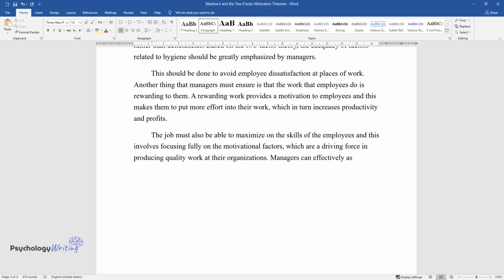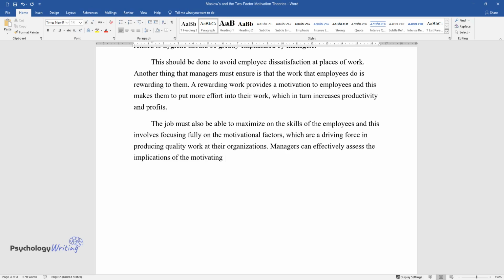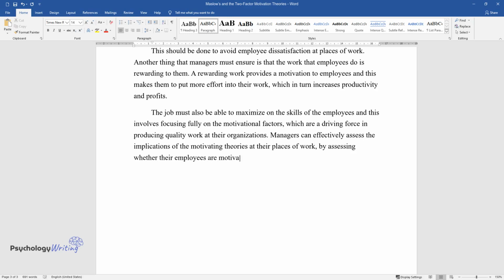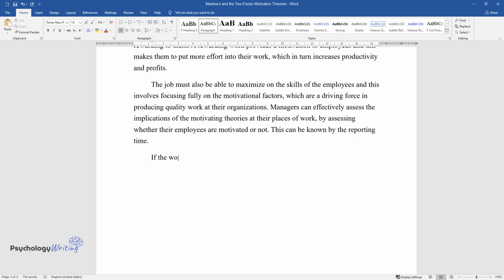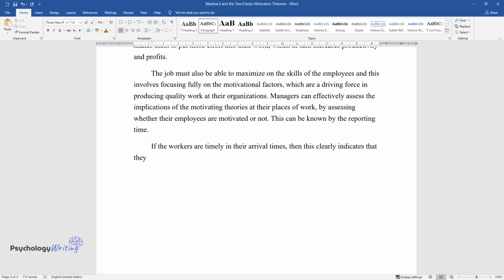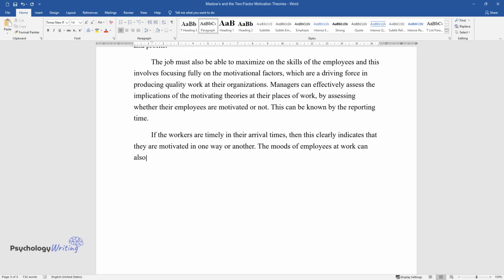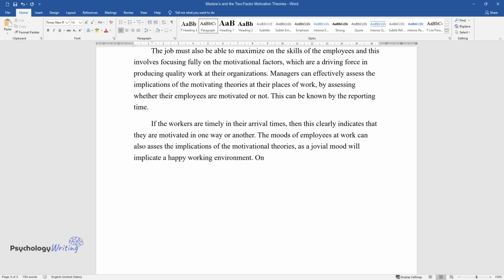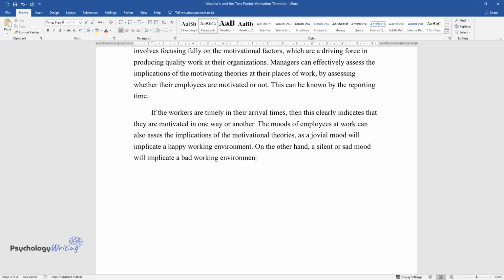Managers can effectively assess the implications of the motivating theories at their places of work by assessing whether their employees are motivated or not. This can be known by the reporting time. If the workers are timely in their arrival times, then this clearly indicates that they are motivated in one way or another. The moods of employees at work can also assess the implications of the motivational theories, as a jovial mood will implicate a happy working environment. On the other hand, a silent or sad mood will implicate a bad working environment.